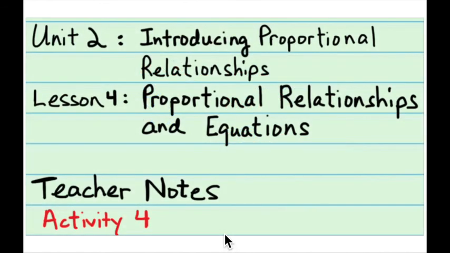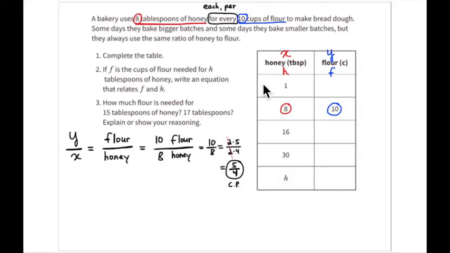Okay, this is activity 4, proportional relationships and equations. In this activity, they wrote this in an interesting way. The way the authors wrote this problem, you might think it's 8 tablespoons of honey per 10 cups of flour, because another meaning for every 10 cups of flour is for each 10 cups of flour or per 10 cups of flour. So you might think that the 8 is the y value and the 10, the flour, is the x value. But that's not how they wrote it.